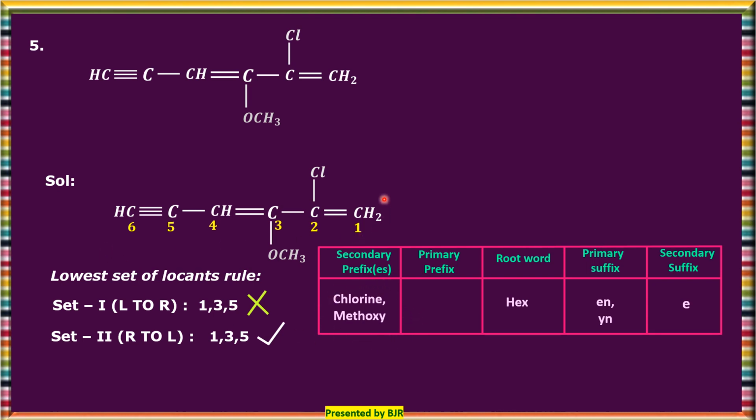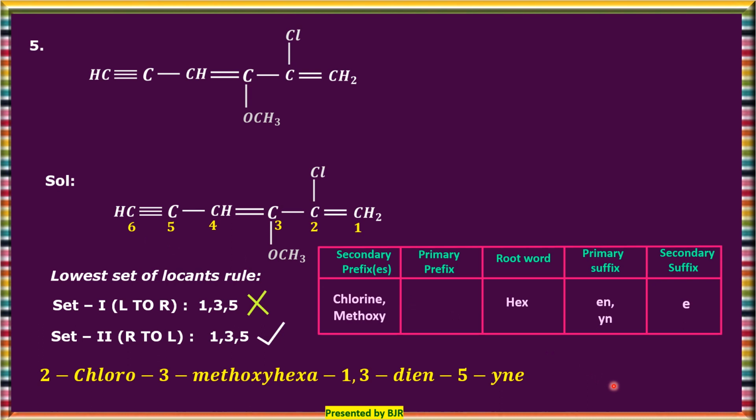So the IUPAC name of this compound is 2-chloro, 3-methoxy, hexa. A should be added to this root word. Why? Because two double bonds are there. So hexa, 1,3 diene, 5-yne. 2-chloro, 3-methoxy hexa 1,3 diene 5-yne.